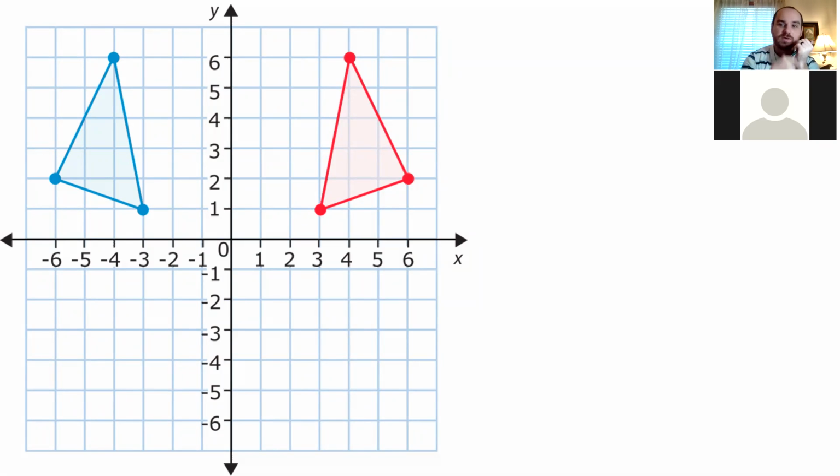All right, looks like most of you got this one too. This one is a, did it show up? Hold on. This one is a reflection. And since it's a reflection, we have a bonus question. Which axis did we reflect this one over? The x-axis, the y-axis, or both?